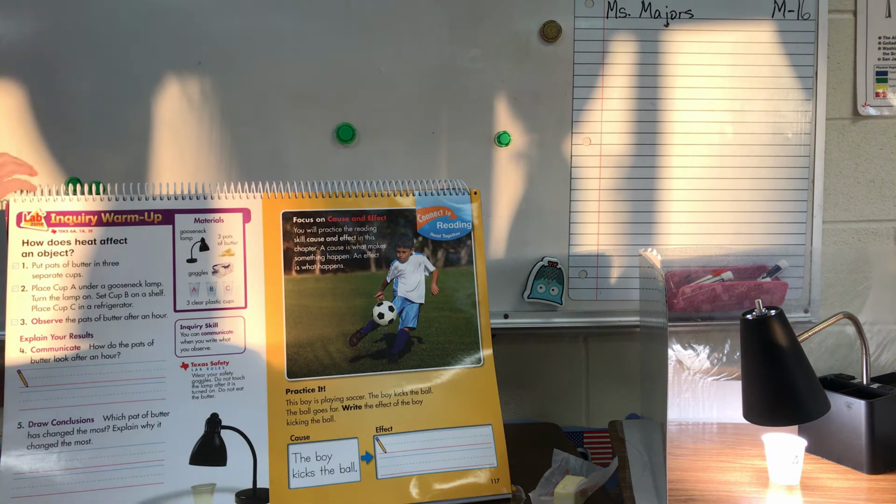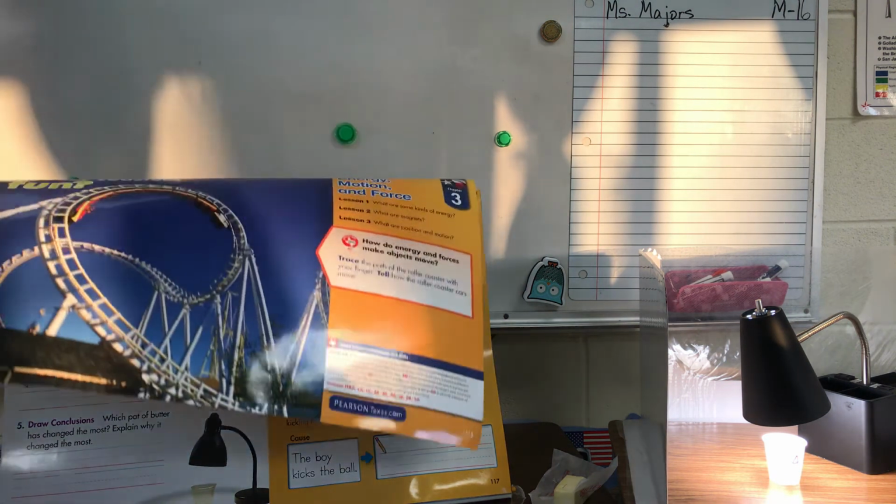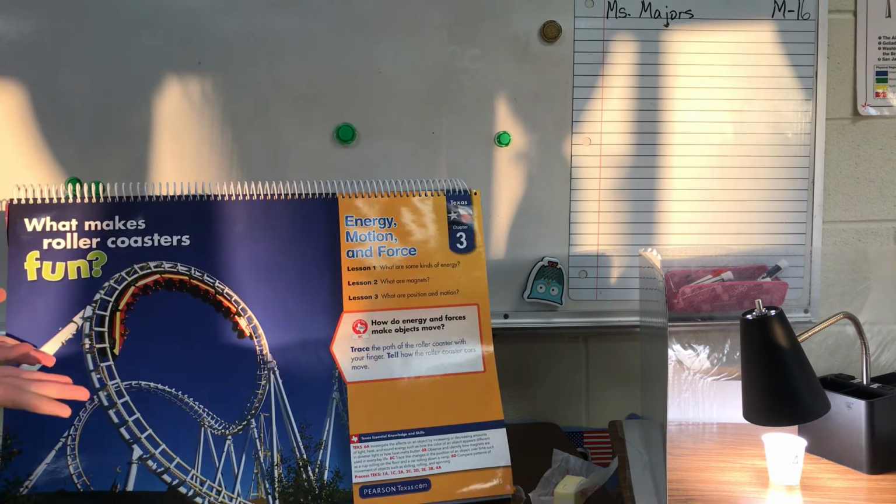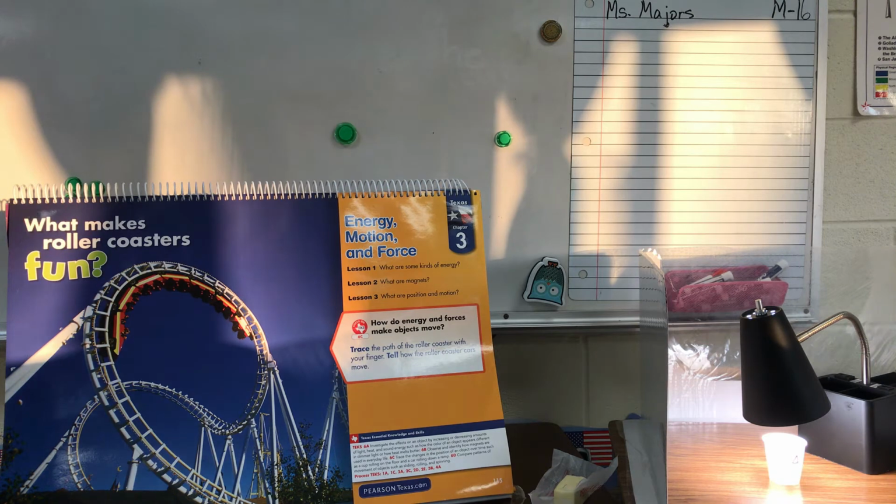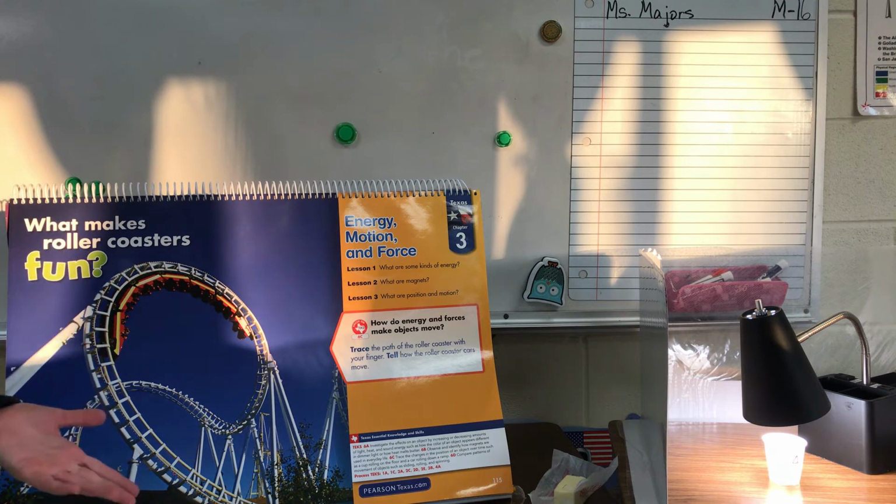Okay, so now if you can turn back a page. This is our chapter opener. So our chapter 3 is energy, motion, and force. This is a fun chapter. We're going to learn about 3 types of energy. We're going to learn about motion and things that have a force, or how we can use a force. So lesson 1 is going to be what are some kinds of energy. Lesson 2 is what are magnets. That's a fun one. And lesson 3, what are position and motion.